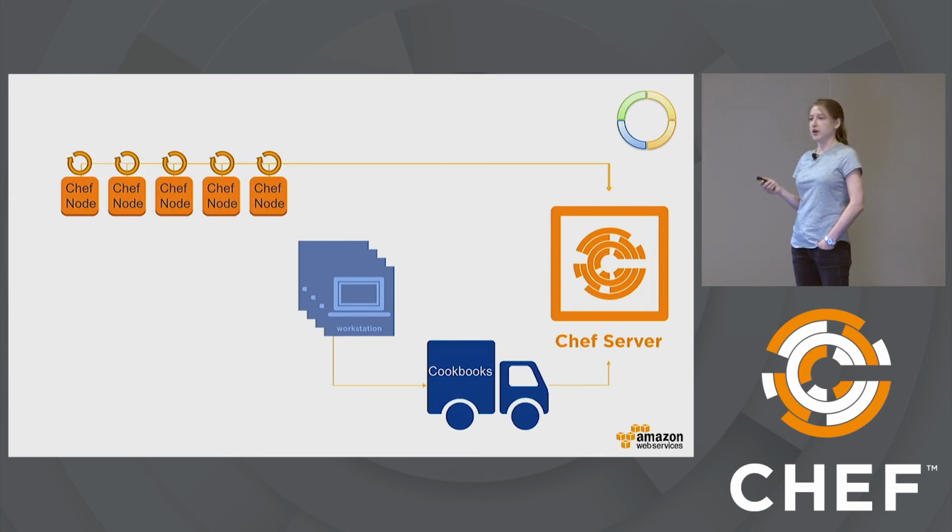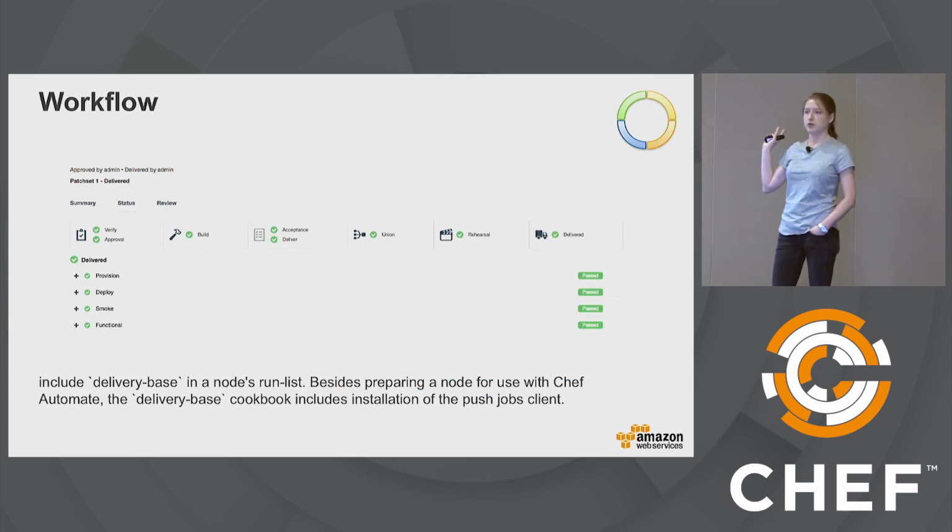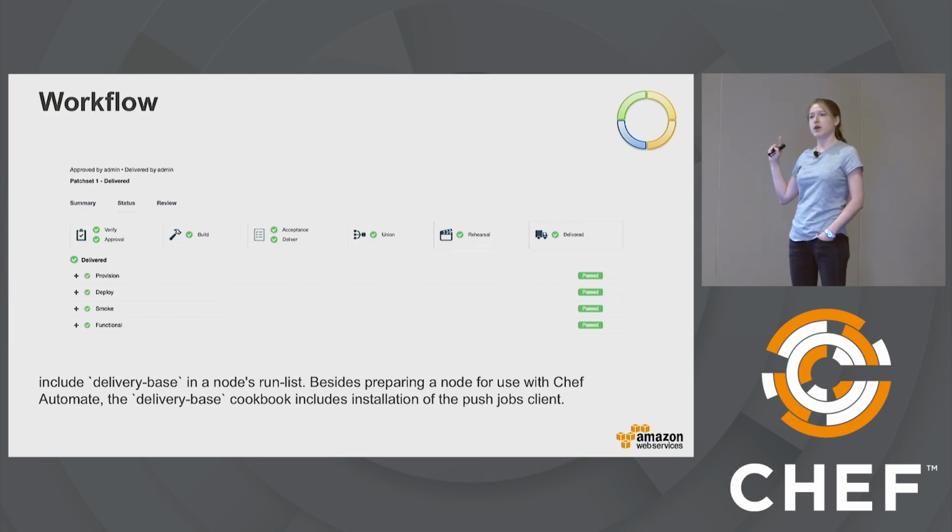So now, if you are setting up workflows, you're setting up the delivery truck that pushes your cookbook changes through the pipeline. It roughly looks like this. It's almost a full CD pipeline. There are two steps that you need to do manually: manually approve and manually deliver.